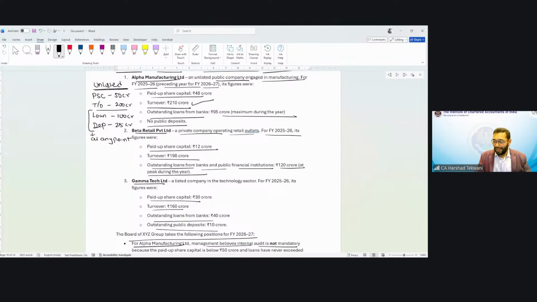Okay. Very good. Anyone else would like to add to this? Since the outstanding loan is more than 100 crore, hence it is applicable.